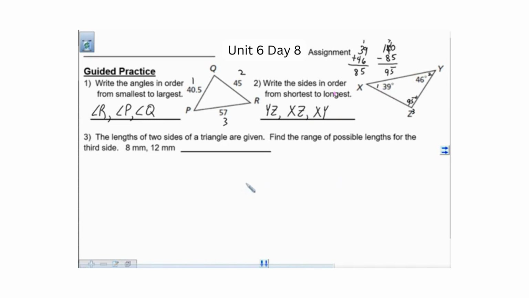Number 3, the lengths of two sides of a triangle are given. Find the range of possible lengths for the third side. So we need to add these two together, and that gets us 20 millimeters. That's our higher end. And we need to subtract these from each other, and that gets us 4 millimeters. So our answer is 4 millimeters is less than X, which is less than 20 millimeters.